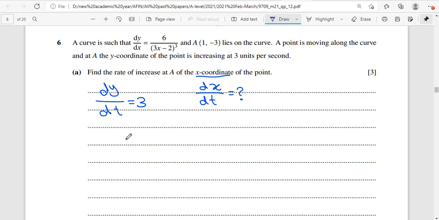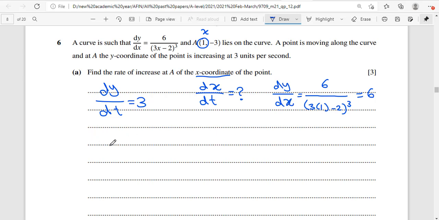What is dy/dx as a number? We just substitute this 1, which is the x value, in place of this x, and then we get dy/dx as a number. dy/dx is equal to 6 over (3 times 1 minus 2) to the power 3. 3 times 1 is 3. Minus 2 will be 1. 1 to the power 3 is still 1. So it is 6. dy/dx is 6.